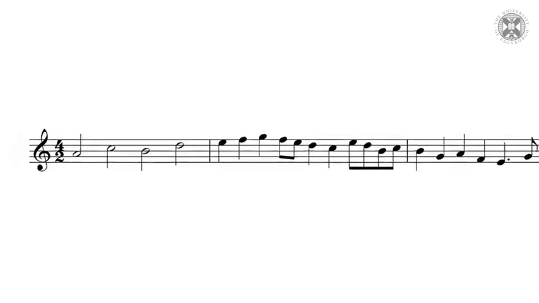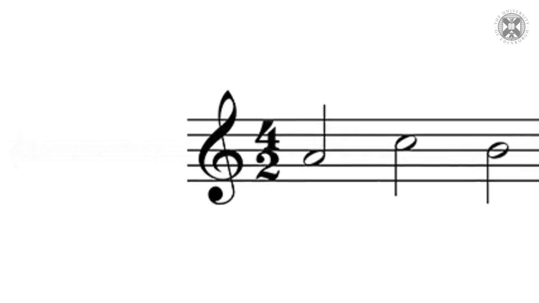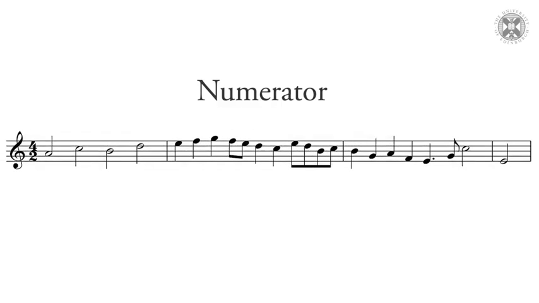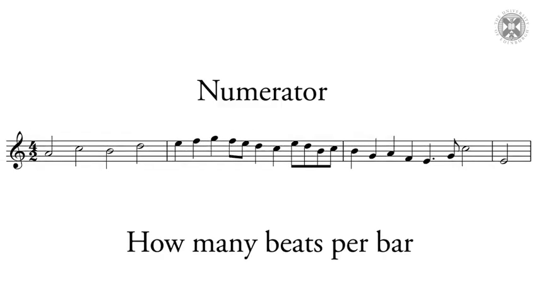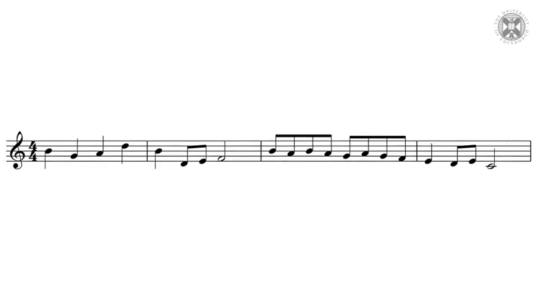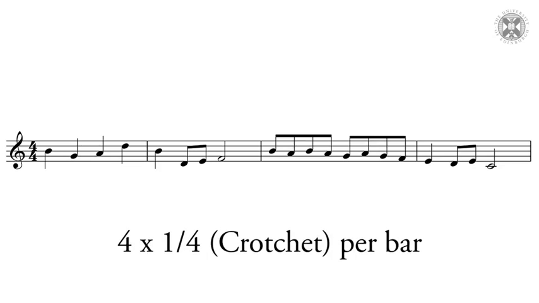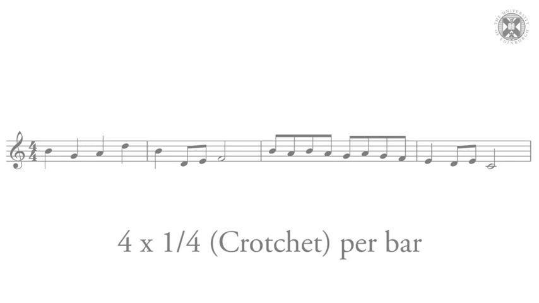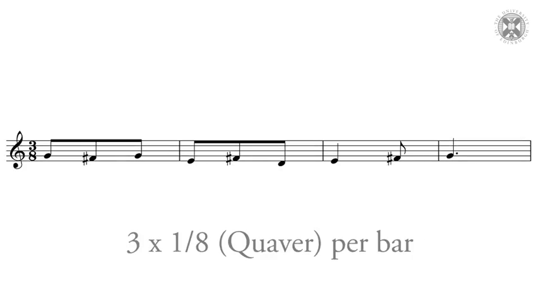The way we indicate meter is with a time signature. This consists of 2 numbers, a numerator on top and a denominator on the bottom, as with fractions in arithmetic. The numerator tells us how many beats there are per bar, and the denominator indicates the beat type. So 4/4 means 4 quarter notes or crotchets per bar, whereas 3/8 means 3 quaver or eighth notes per bar.